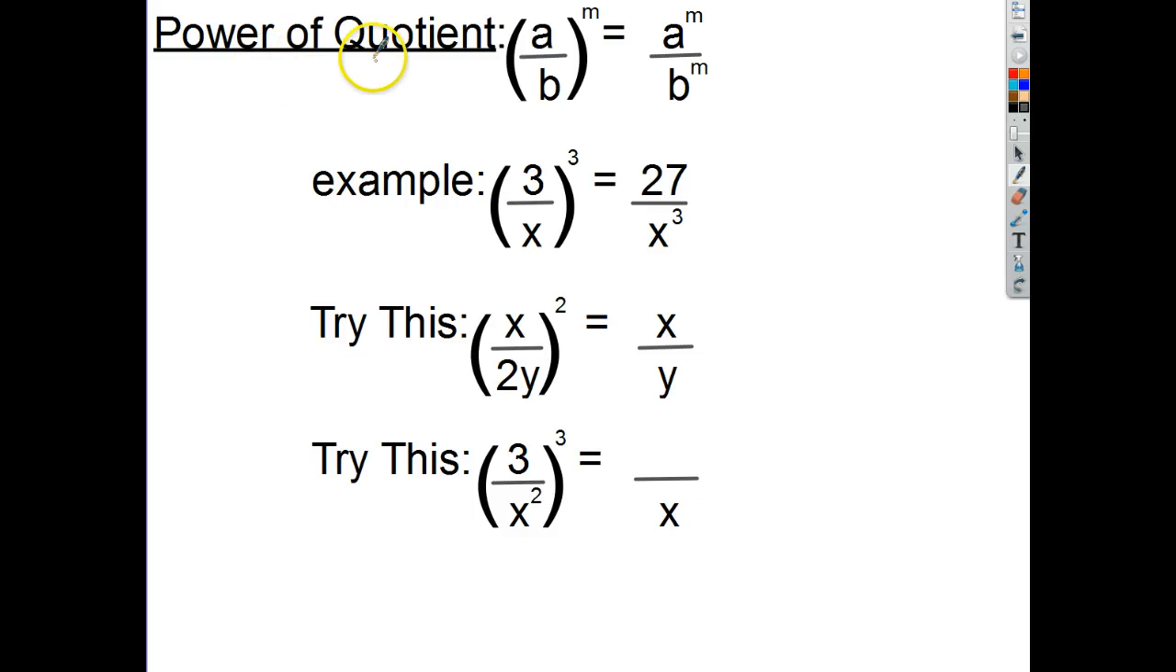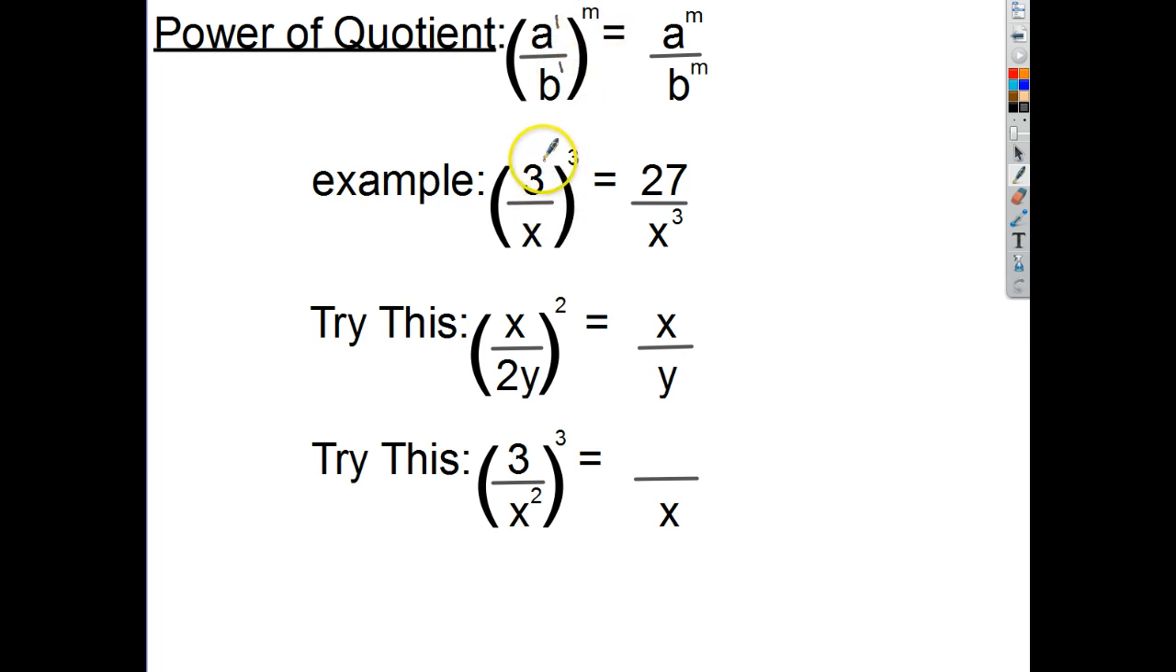Okay, the power of quotients. So you have a quotient, a fraction, and it's raised to a power. Remember now these exponents are 1 in here, and everything's got an exponent. So basically what you're doing is it's the m times the 1, which gives me a to the m, and then m times 1, b to the m. So we sort of distribute that m through the parentheses there, multiplying the exponents that we have in there by the exponent that's on the outside.